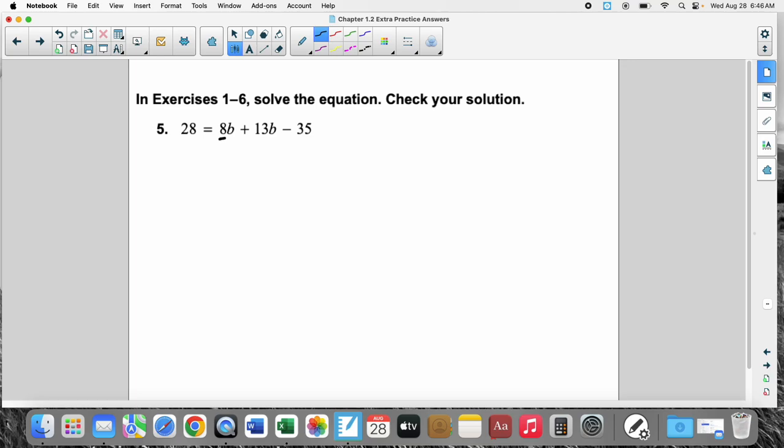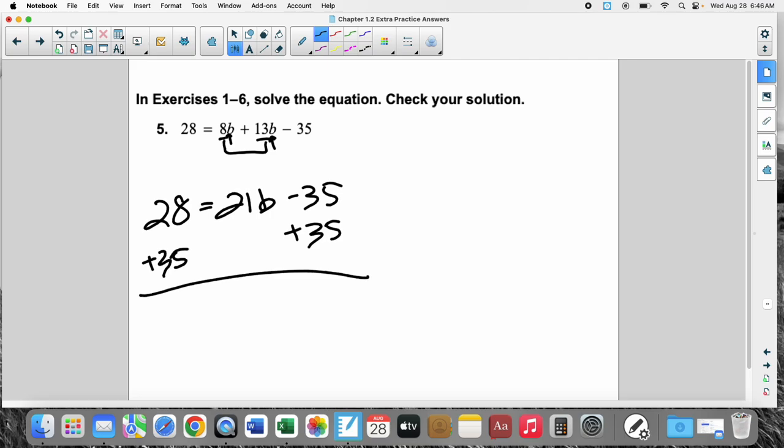We can combine like terms. Like terms have the same variable to the same exponent. 28 equals 21b minus 35. We're going to now get rid of the addition and subtraction first. That gives me 63 equals 21b. Divide by 21.